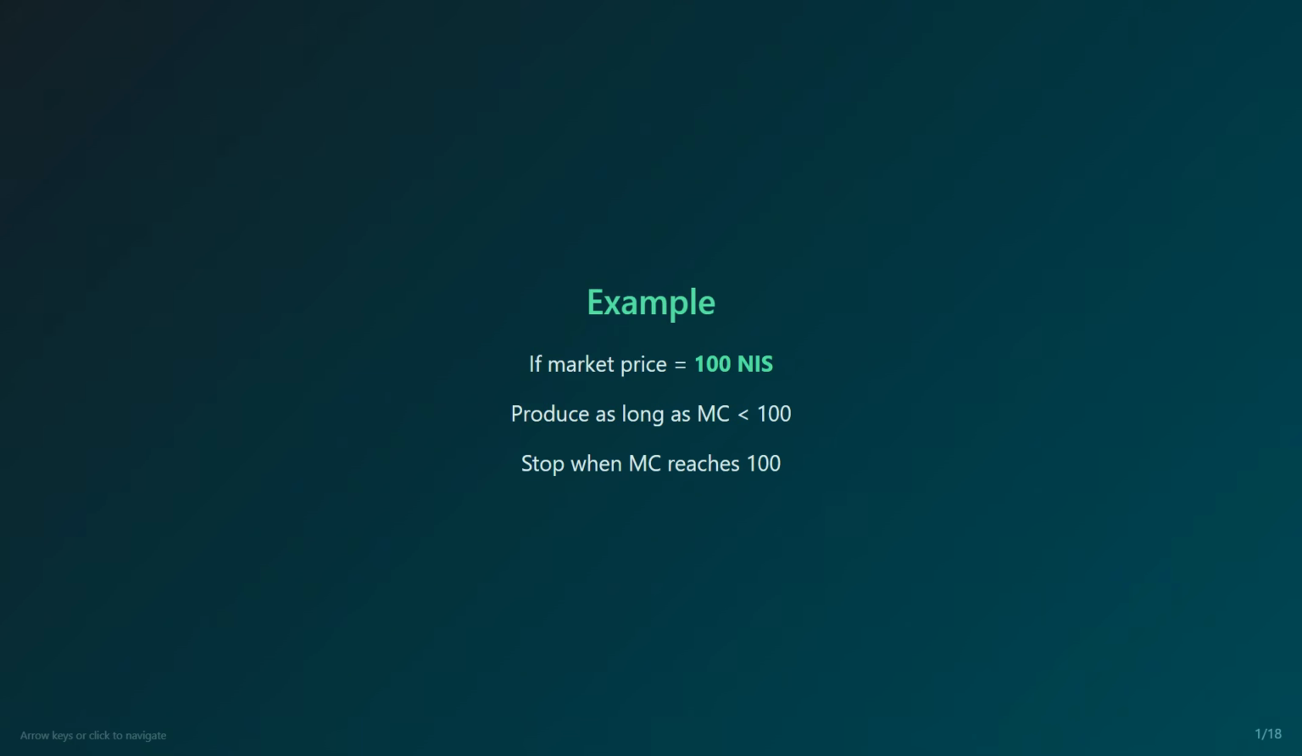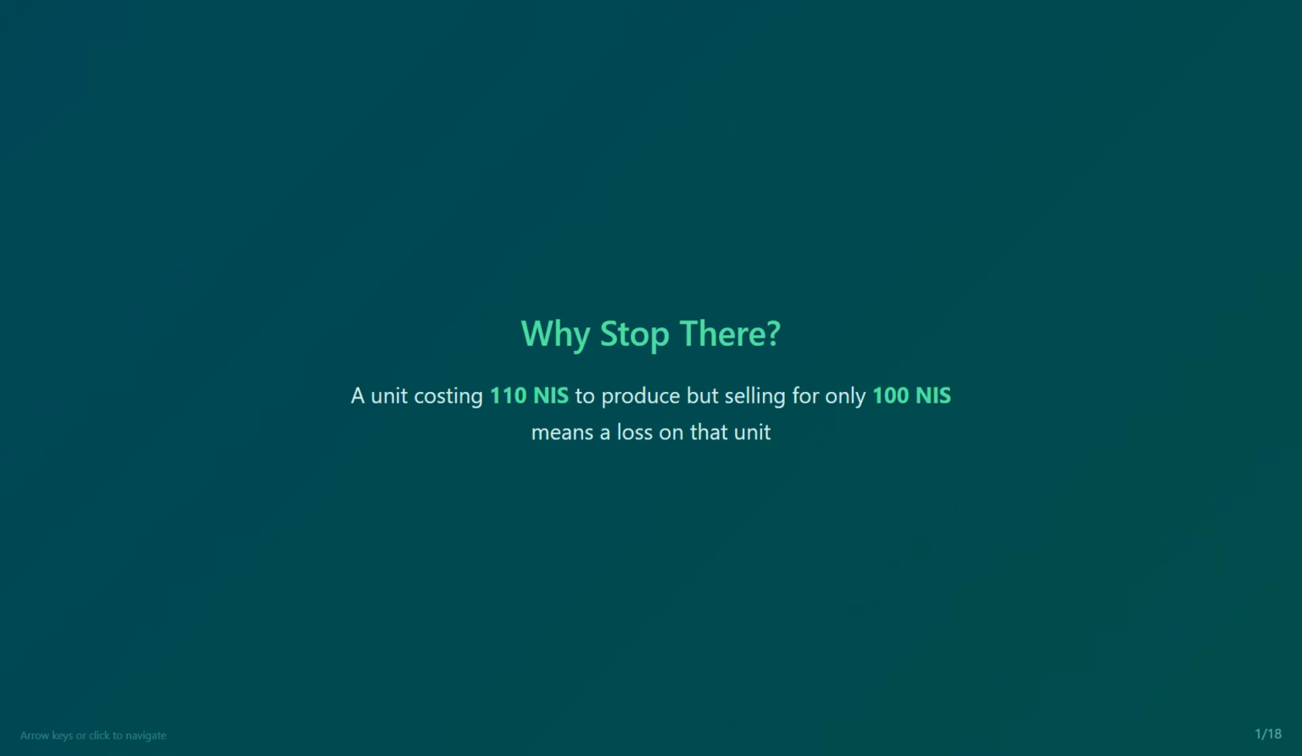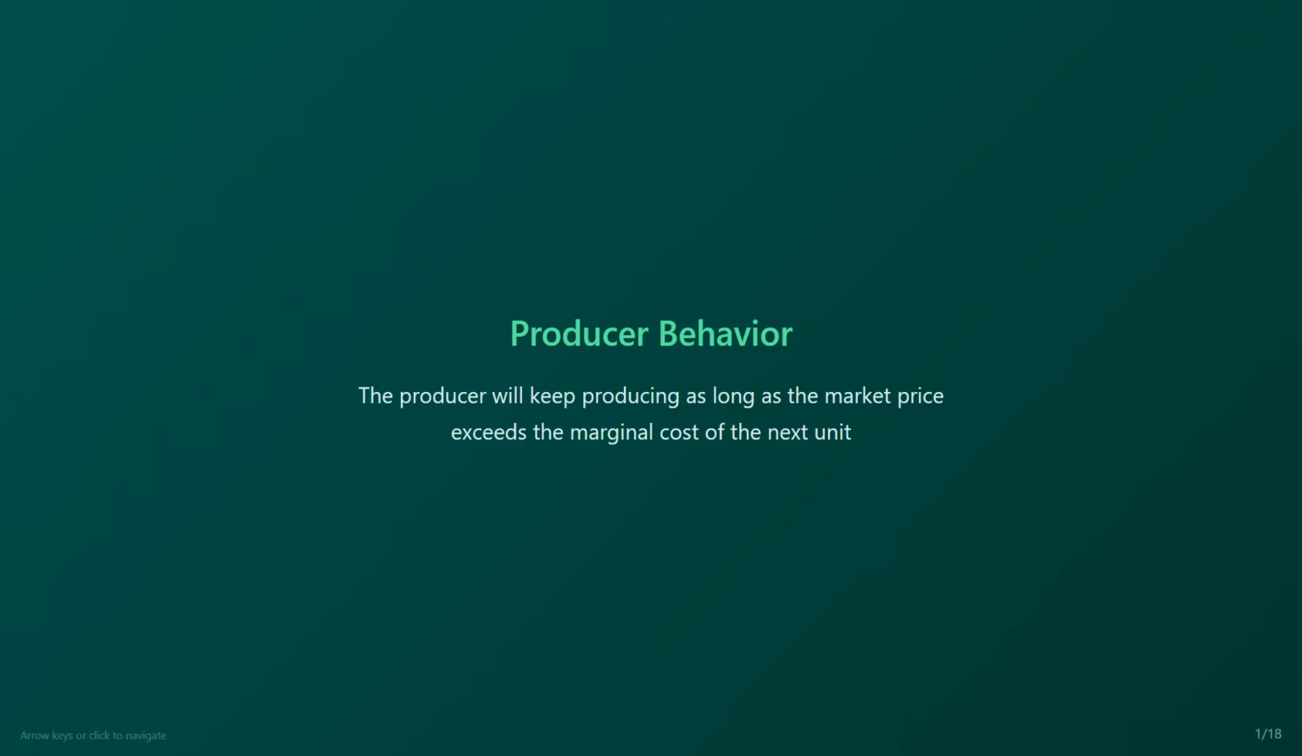The implication: as production increases, marginal cost per unit rises, so for it to be profitable for the producer to produce a larger quantity, the market price must be at least as high as the marginal cost. For example, if the market price is 100 shekels per unit, then as long as marginal cost per unit is less than 100 shekels, it is profitable for the producer to produce. But once marginal cost reaches 100 shekels, the producer stops. It doesn't make sense to produce a unit that costs 110 shekels when the producer only receives 100 shekels. At this point, production halts.